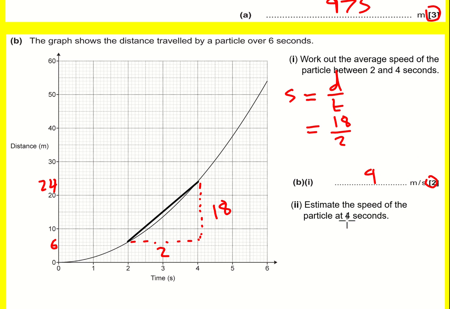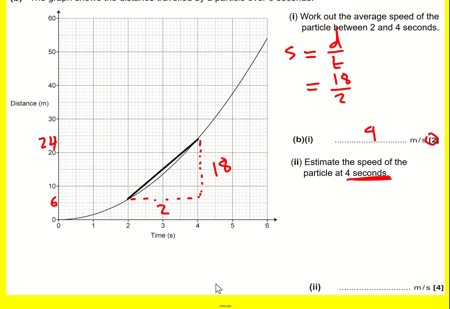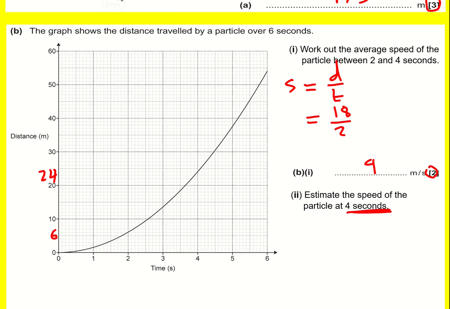Estimate the speed of the particle at 4 seconds. So what does that mean? So we can do the average speed by this line, but when we're estimating, we can see that it's changing. What we have to do here is actually draw a tangent. So I'm just going to get rid of this to make things a bit clearer. Okay, so we need to draw a tangent onto the graph at this point here.